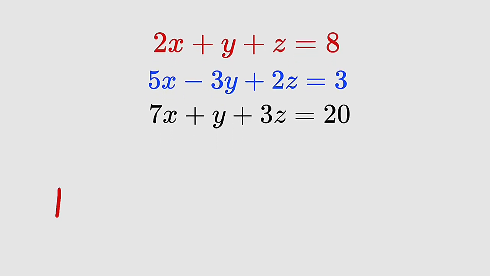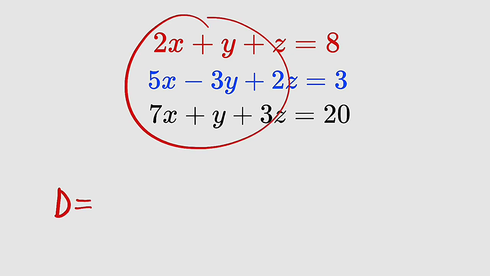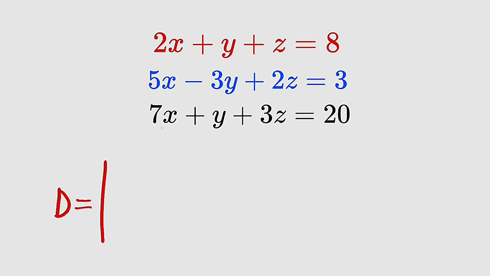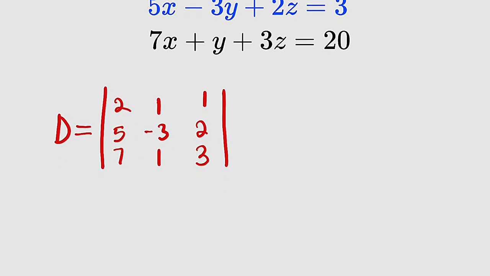First of all, we are going to find the determinant of the constant coefficients of our variables. So the coefficients of x, you can see them: 2, 5, and 7. For y, we have 1, negative 3, and 1. For z, we have 1, 2, 3. Let's find the determinant. This is a 3 by 3 matrix, right?